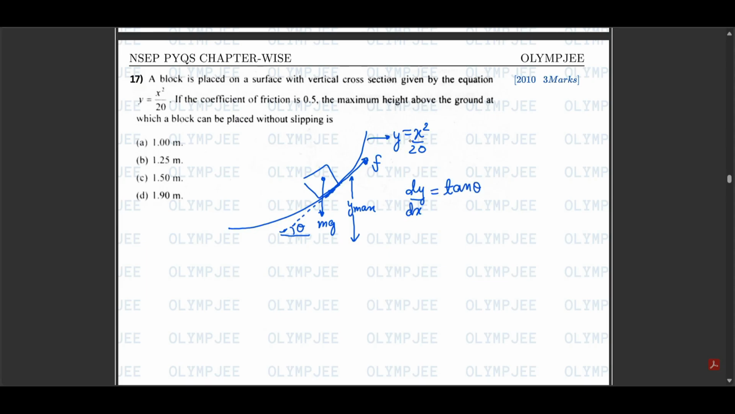So dy by dx will be x by 10, and x we can replace using this formula as root 20y by 10, which will be equal to root y by root 5. Here y is the y max.